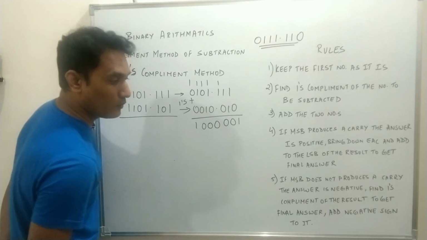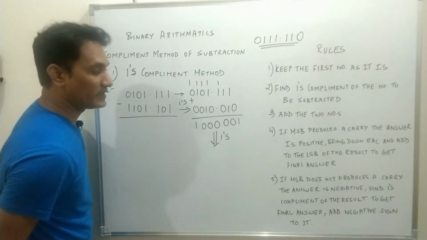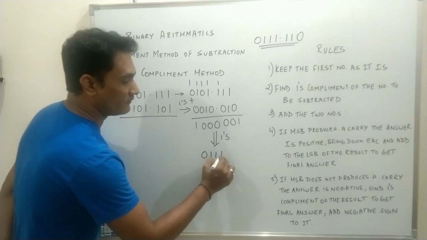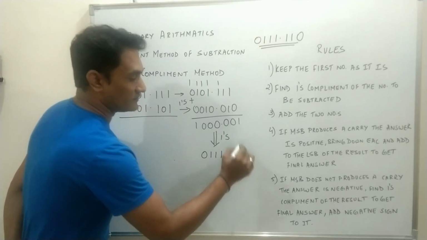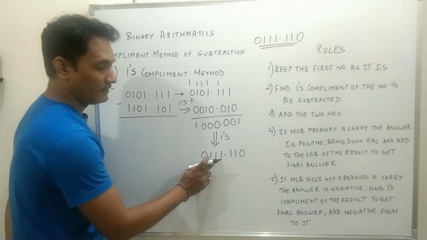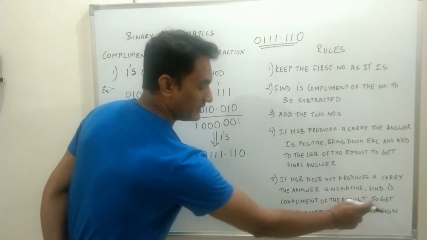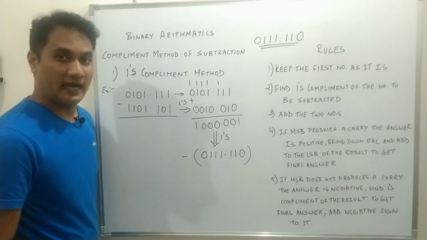We have to find the 1s complement of the result. So what will be the 1s complement? It will be 0111.110, and add a negative sign to it. So the negative sign has been added.